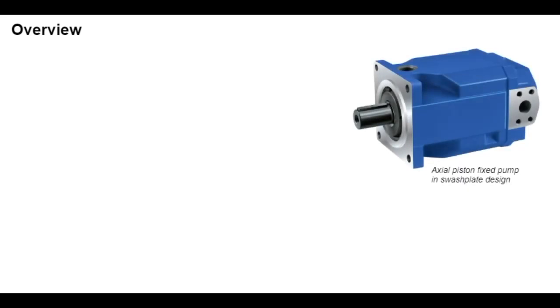Another variant is the axial piston fixed pump in swash plate design. This example shows an A4FO Series 30 and 32. It is primarily used in mobile hydraulics in road rollers and concrete pumps, in the industrial sector in hydraulic presses, and in steel mills in open hydraulic circuits.